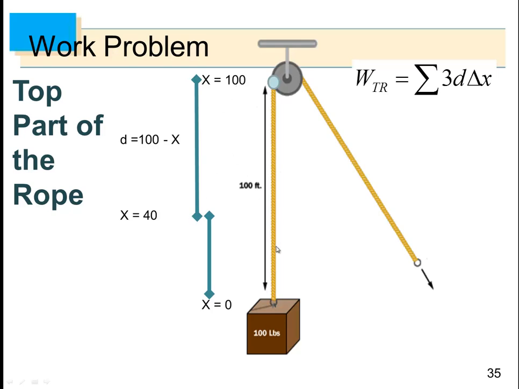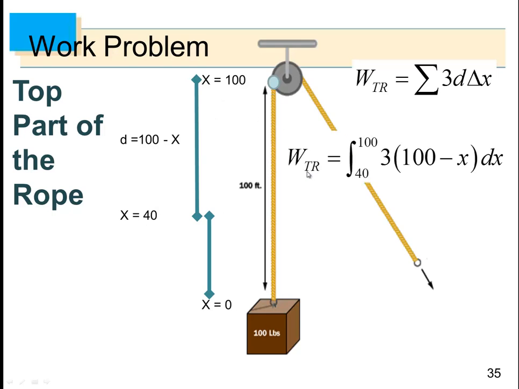Recall, the first 40 feet, the bottom portion of the rope, all moved a total of 60 feet. All those pieces there. It's the top 60 feet of the rope where each piece moves a different distance. And so what part of the rope? It's the 40 to 100 piece of the rope.